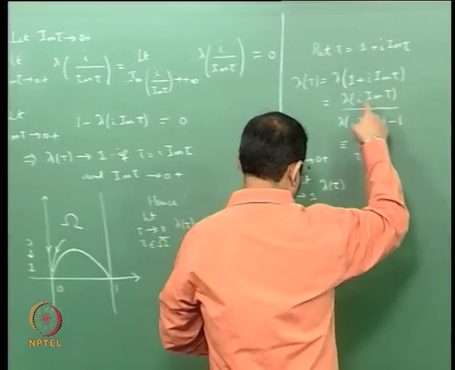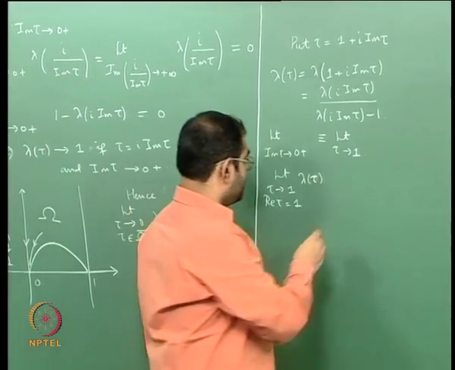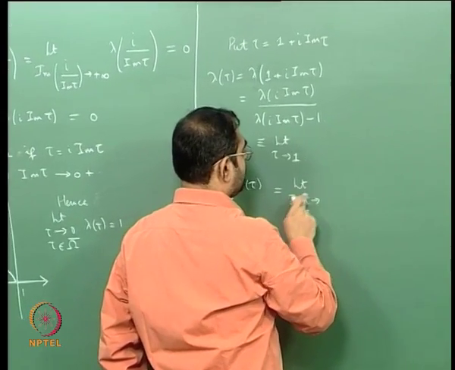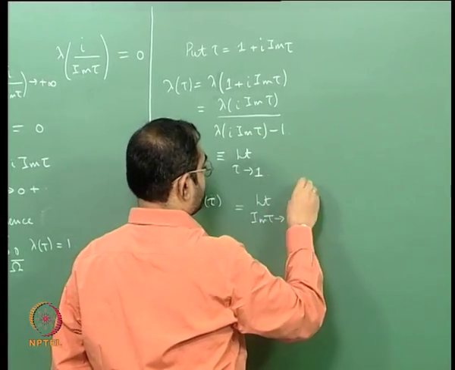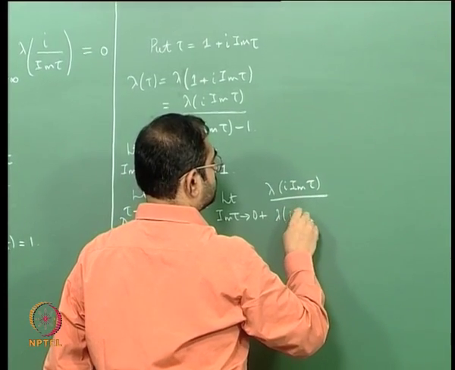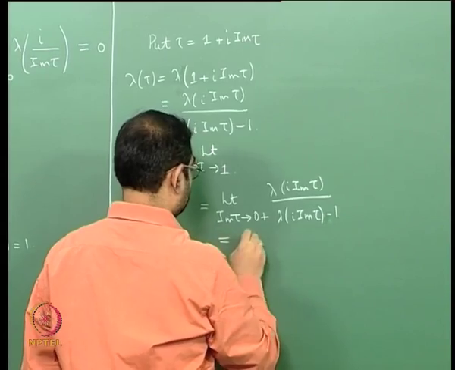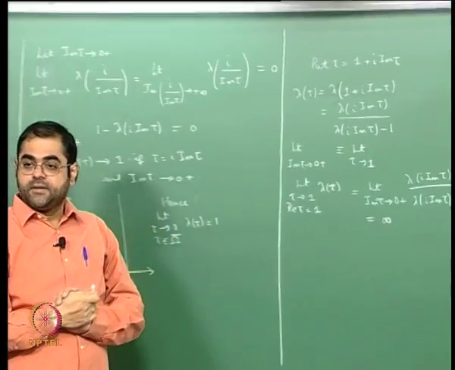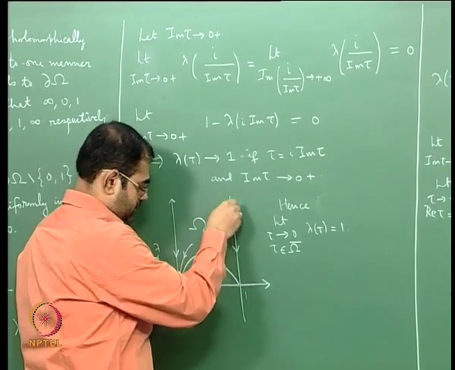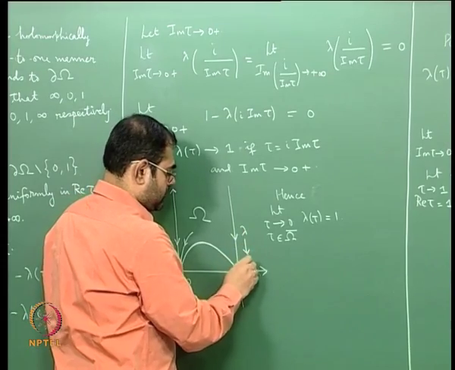Alright, therefore the numerator approaches 1, the denominator approaches 0, therefore this tends to infinity. So this will be the limit, as the imaginary part of tau tends to 0 plus, of this quantity, and that will be infinity. That will be the point at infinity. Therefore, this argument tells you that as I approach 1 along this line, lambda approaches the value infinity.